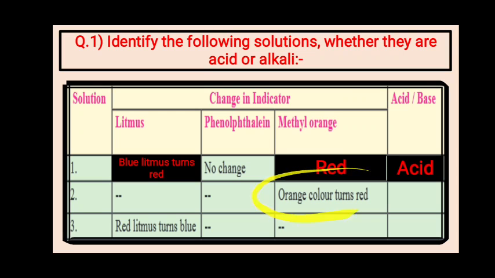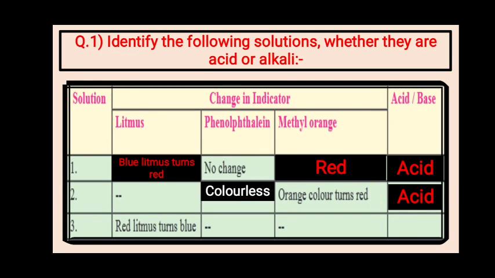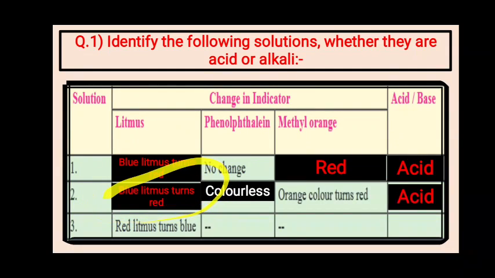For methyl orange, the orange color turns red. So it's the same thing. That substance is acid. So phenolphthalein will remain colorless, or you can even write no change, because phenolphthalein, the original color is colorless only. So if it is added in acid, it will remain colorless or no change in the color will be seen. And same thing for the litmus paper also. Blue litmus paper will turn to red. So first two substances were acid.